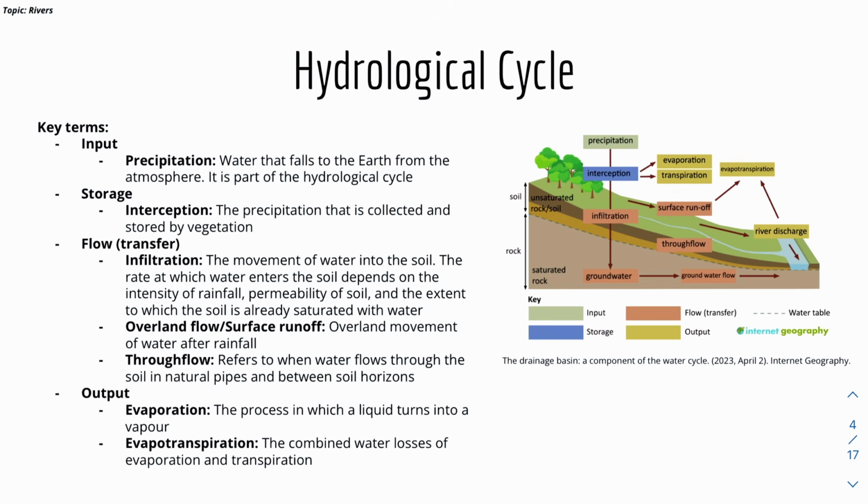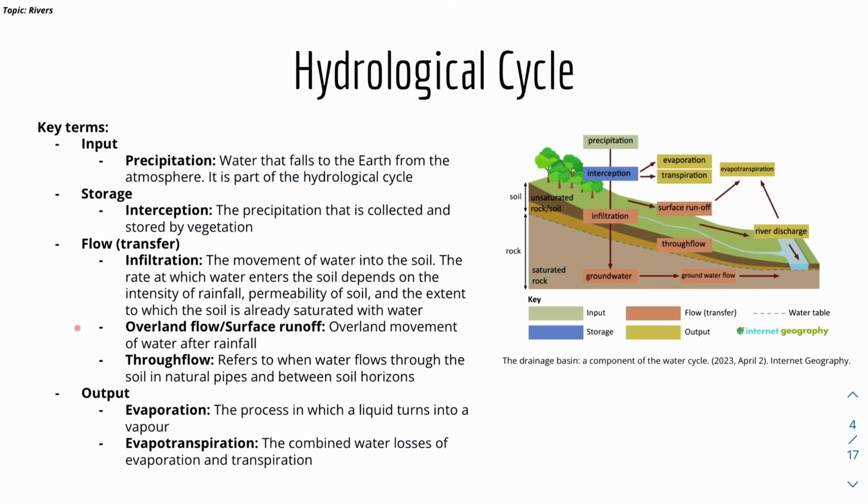And then we have flow or transfer, which we have different keys here. We have number 1, infiltration, which is the movement of water into the soil. And we have some notes here on the rate of water entering the soil, which depends on the intensity of the rainfall, the permeability, for example, if it's chalk or normal soil, and the extent to which the soil is already saturated with water. If it's very saturated with water, that means water can't get through.